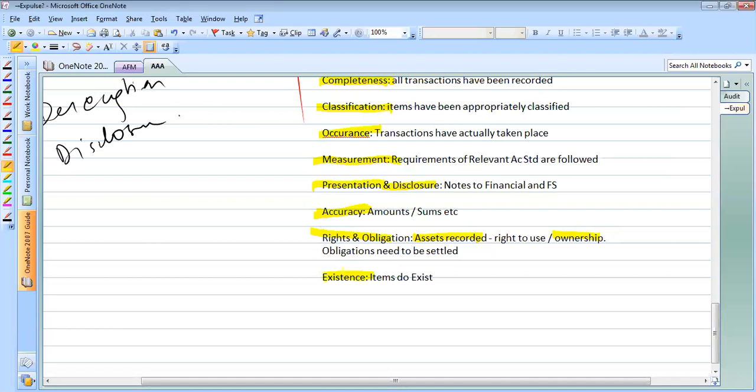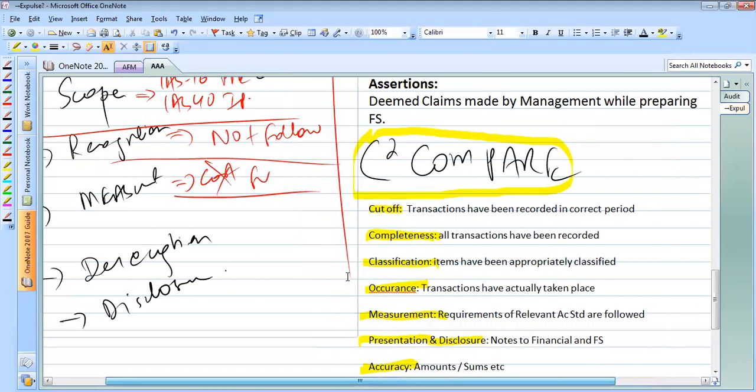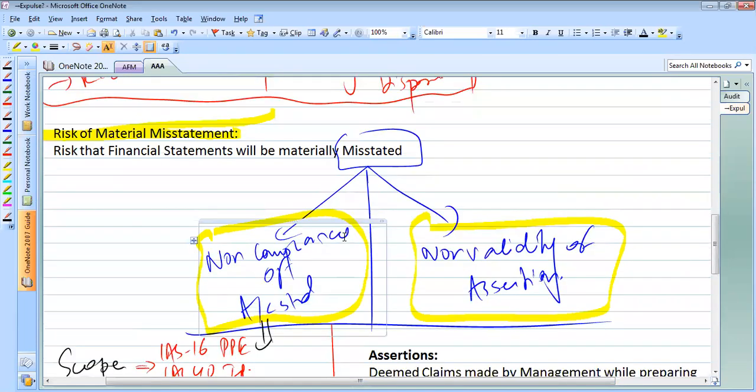So when the management prepares the financials, it's a deemed assumption that the management has complied with all of these, which is C square compare. So at the planning stage, what you need to do is assess the risk of material misstatement. And what do I mean by misstatement? This is non-compliance with the accounting framework or the non-validity of an assertion.